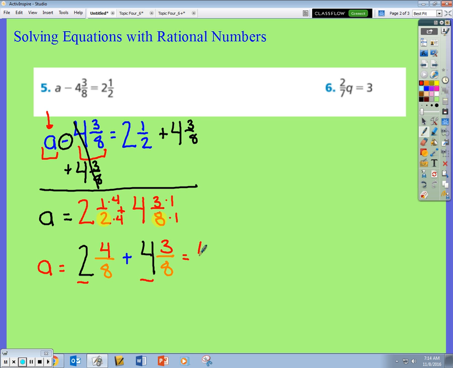2 plus 4 gives me 6. Add the numerators. 4 plus 3 gives me 7. Why are we able to do this? Because the denominators are the same, so this stays eighths. So it's 6 and 7/8.